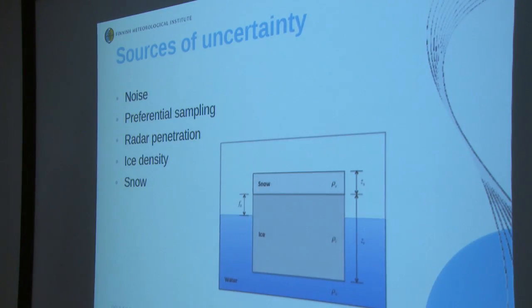Ice density and snow are both approximations. Snow load, including density and thickness, and ice density are the biggest individual uncertainty sources in the processing.